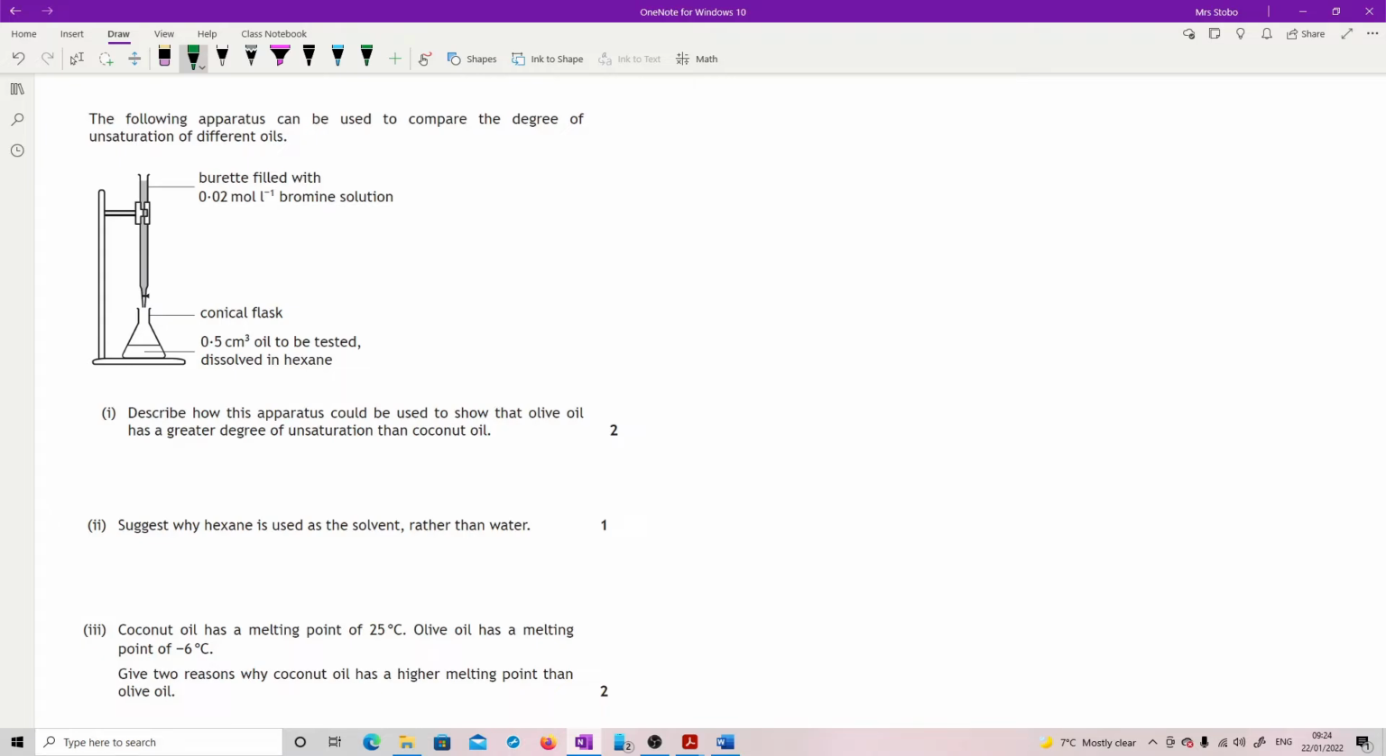Describe how this apparatus could be used to show that olive oil has a greater degree of unsaturation than coconut oil. Okay, so what we need to do is basically add bromine from this burette and stop when it stops being decolorized. So every drop should decolorize until it runs out of double bonds. Okay, so what we're looking for is titres for your bromine where it stops decolorizing.